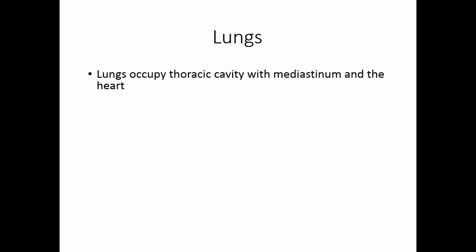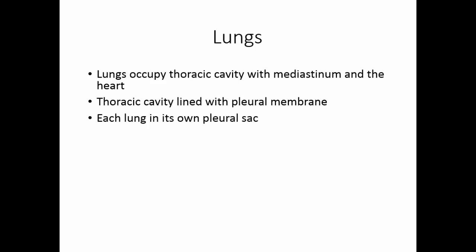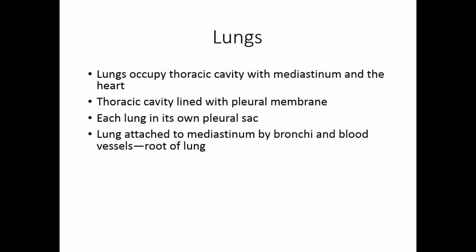The lungs occupy the thoracic cavity along with the mediastinum and the heart. The thoracic cavity is lined with the pleural membrane, but each lung has its own pleural sac. The lungs are attached to the mediastinum by the bronchi and the blood vessels. This is known as the root of the lung.